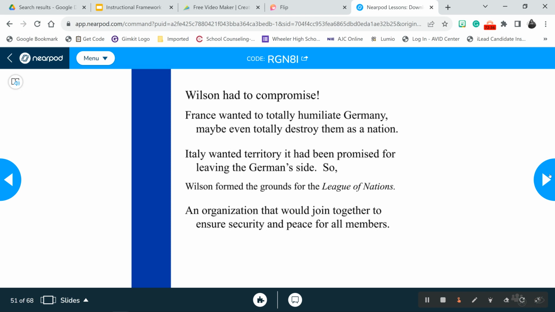So France wanted to totally humiliate Germany, maybe even totally destroy them as a nation. Italy wanted the territory that had been promised to them from the German side. Wilson wanted to form the grounds of the League of Nations. So basically, everybody wanted their own thing. Does everybody got me on that? This is what ultimately led to World War II. No one could agree on nothing. Y'all follow me there? And when no one could agree on nothing, you still got things festering, another war is going to come up.